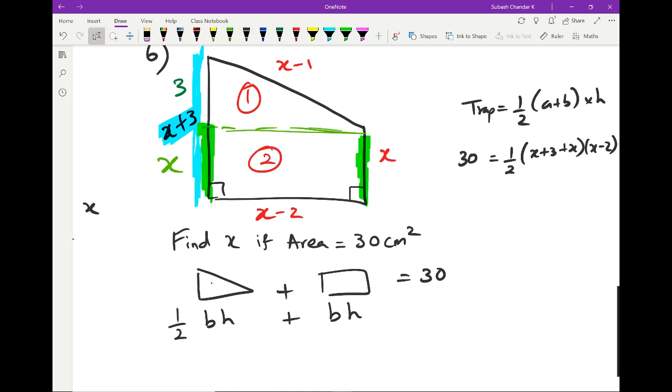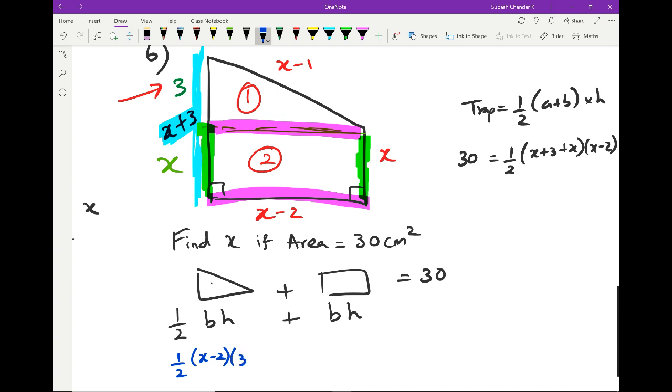So if I look at this, for the triangle, wrong color. I don't like that color. Let's get rid of that. What haven't I used? So this is x minus 2, which means the base of the triangle is also going to be the same as the base of the rectangle. So the base of the triangle is going to be x minus 2. So I've got half multiplied by x minus 2. And for the triangle, the height is actually 3, which is shown right there.